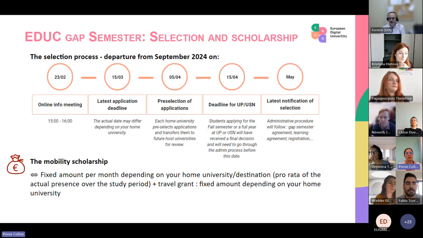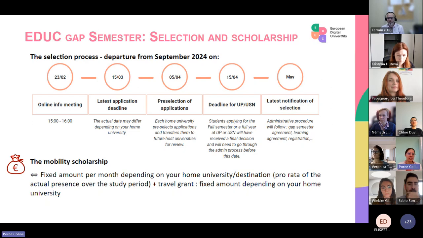And after that, students will all be notified whether they have been selected or not, and the administrative procedure will follow. So gap semester agreement, learning agreement, registration. Don't worry, we'll let you know all the steps if you are selected. So yeah, don't worry too much about that as of now.